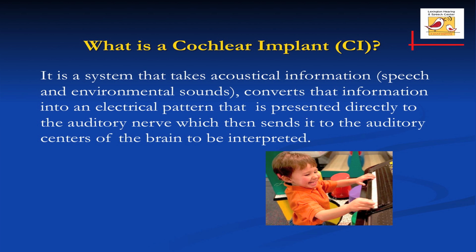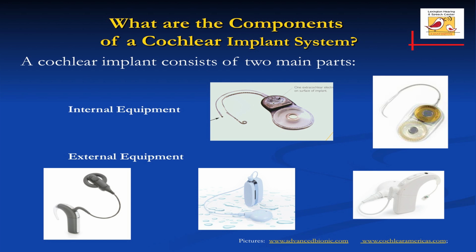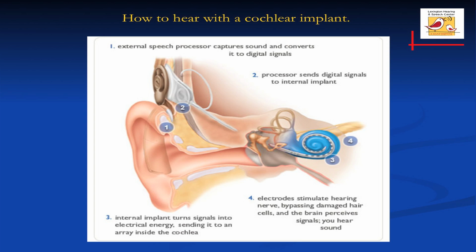So, how does a cochlear implant work? Well, a cochlear implant consists of two parts. You have an internal part that is surgically implanted in the ear, and then the external part is the processor that picks up the sound, communicates it to the internal part so that it knows what to do. So as we take a look at this picture, we can look through the system and see how it works.